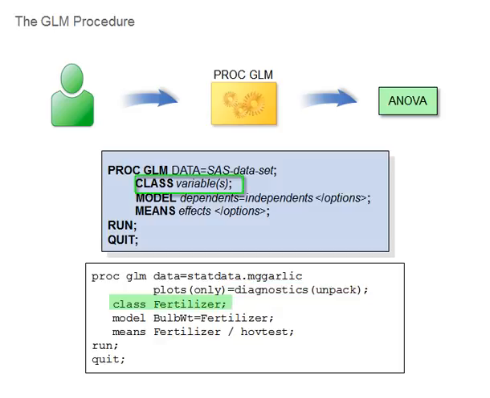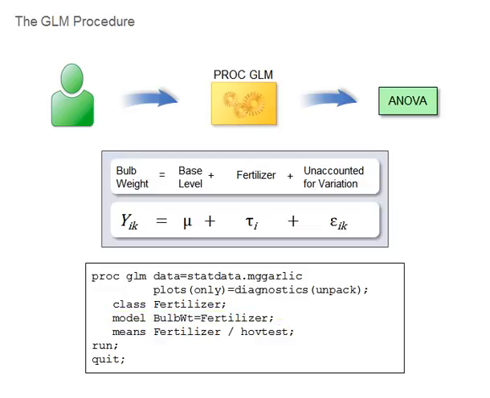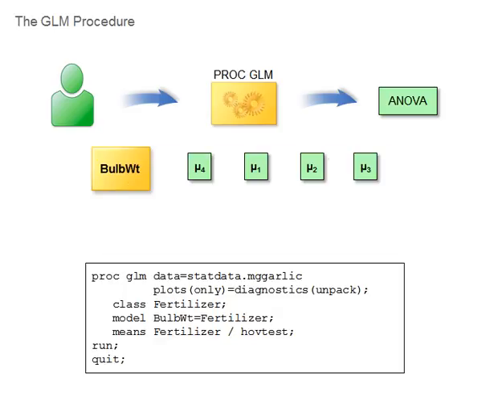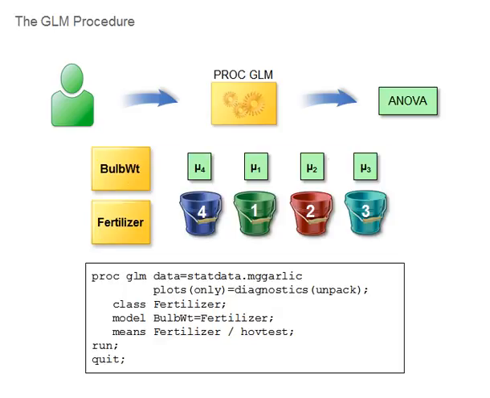In the class statement, you specify the classification variable for the analysis. This is your predictor variable, fertilizer. In the model statement, you specify the variables as indicated in the ANOVA model: bulb weight equals fertilizer. The means statement computes unadjusted means, or arithmetic means, of the dependent variable bulb weight for each value of the specified effect. So, the means statement computes the average bulb weight for each type of fertilizer.